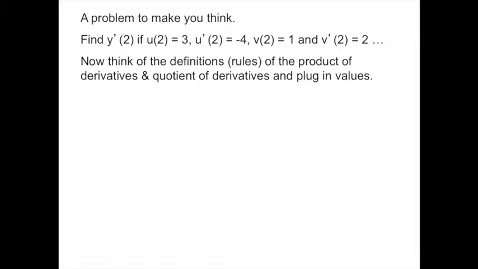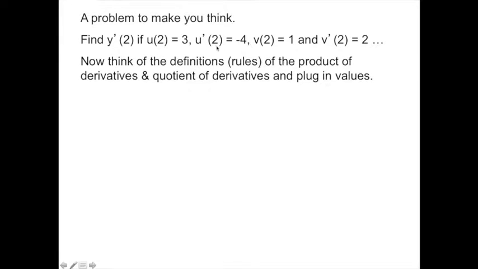So for this problem, this is either a tabular problem, or we could give you the information in a graph as well. But what we have here is we want to find the derivative y prime. The derivative of y prime at 2, and this is to use for products and quotient rules, if the function u is equal to 3, its derivative is equal to negative 4. The function v is equal to 1, and its derivative is 2.